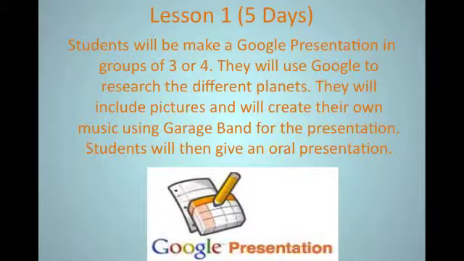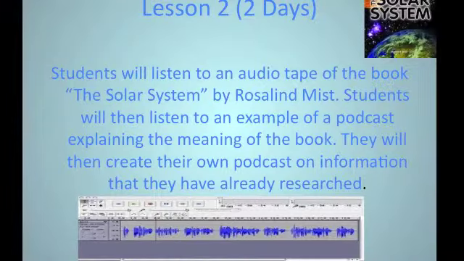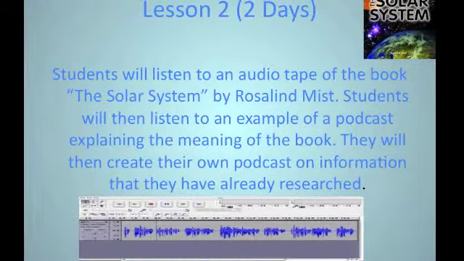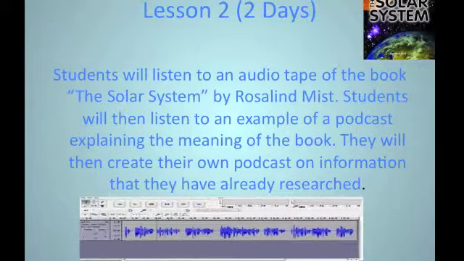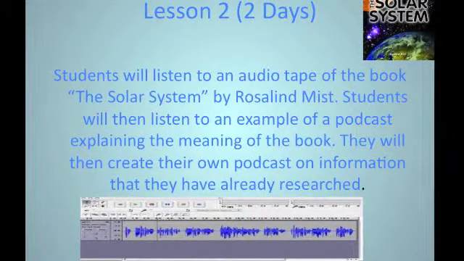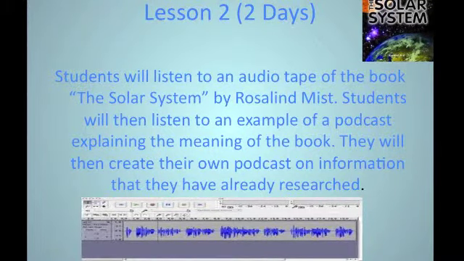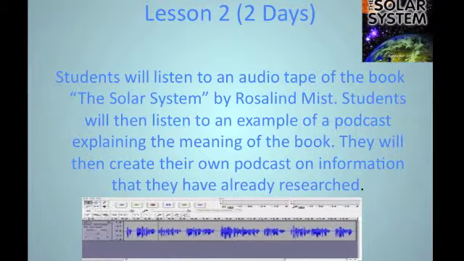This lesson is geared towards the interpersonal, visual spatial, verbal linguistic, and musical rhythmic learners. On day 1 of lesson 2, students will begin the lesson by listening to an audio tape of The Solar System by Rosalind Mist. This will help the students learn more facts that they may not have already learned from the previous assignment. Students will then listen to an example of a podcast.